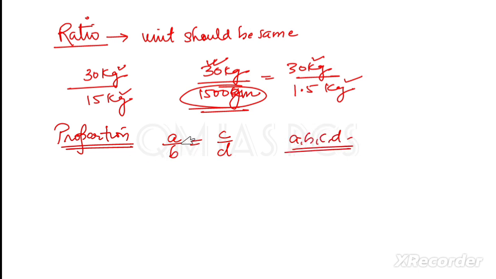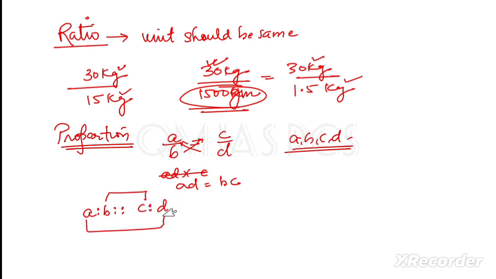So how can you show this one? Just cross multiply, so it will be ad is equal to bc, or cb. In ratio form we can write a is to b is in proportion to c is to d, so we multiply bc and ad. So ad should be equal to bc. Clear? Now this is a short recap, a short revision of the ratio, proportion and percentage topic.